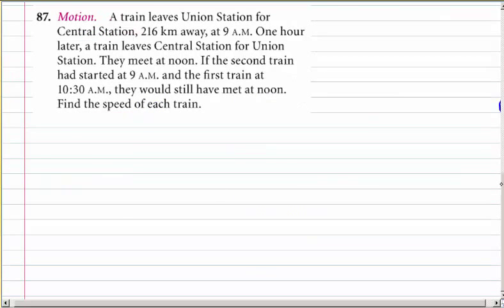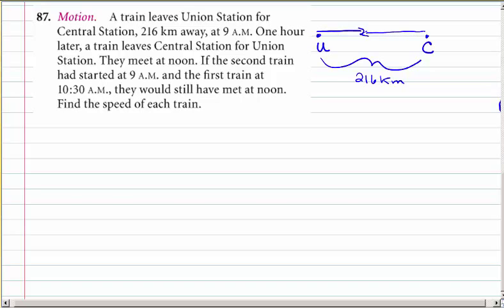Okay, the next problem we're going to look at involves a train that leaves Union Station for Central Station. So if I have Union Station here and Central Station here, then I have a train that's going to leave traveling this direction. And again, they give us the distance between is 216 kilometers. And the time is a little bit different here. At 9 a.m. that first train leaves, and then 1 hour later the next train leaves, but going from Central to Union.